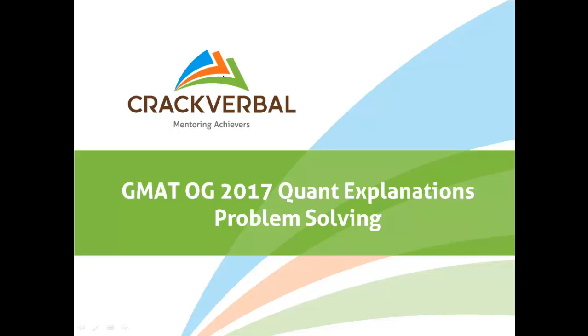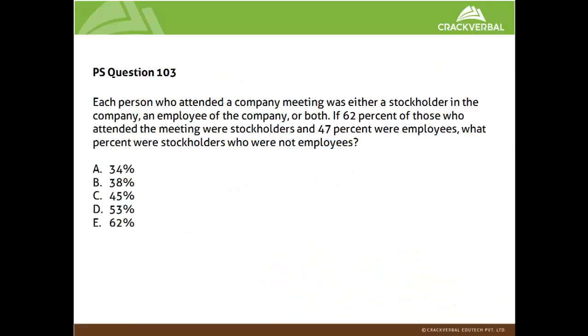Hi, in this video, we'll be discussing GMAT Official Guide 2017 edition Quant Problem Solving question number 103. The question says each person who attended a company meeting was either a stockholder in the company, an employee of the company, or both. So "both" is a trigger here. Whenever you see the word both, it could be a Venn diagram type question, that is, not mutually exclusive.